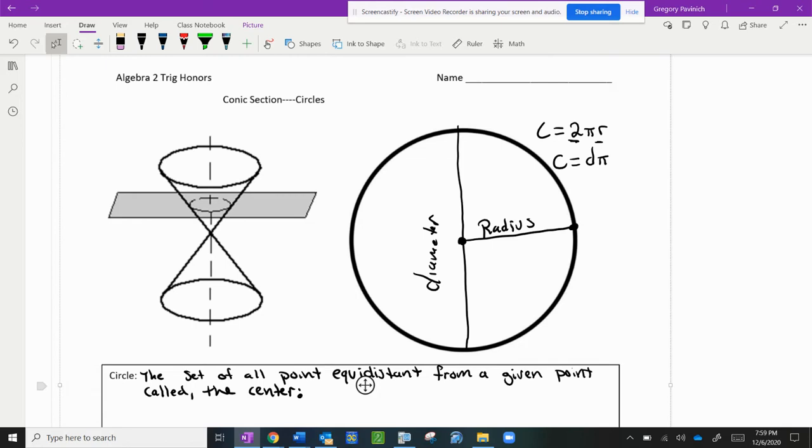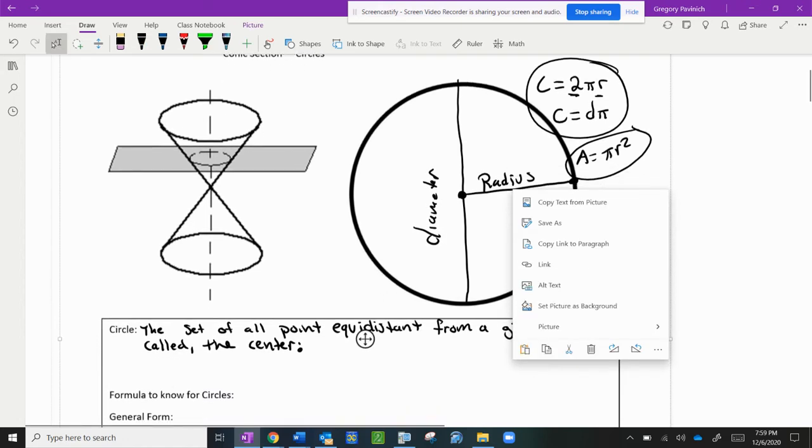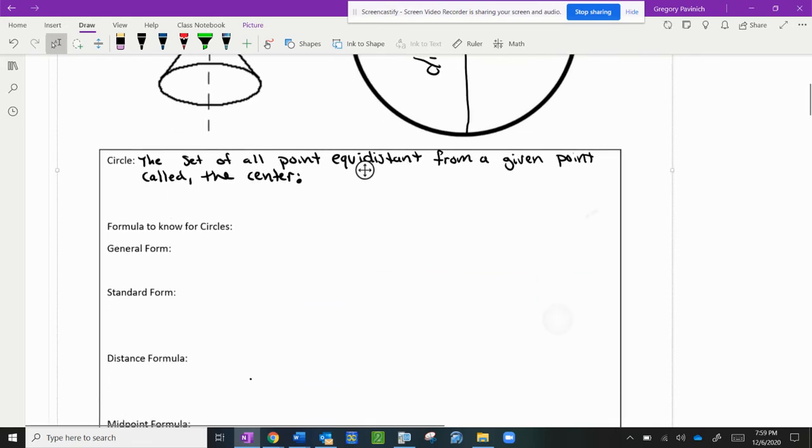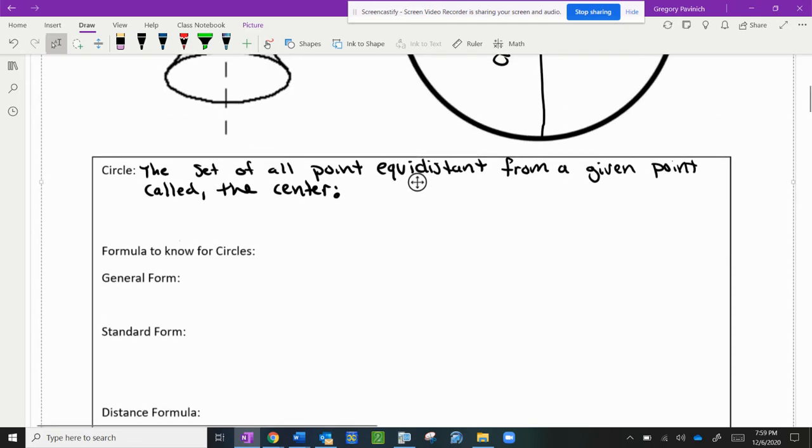We know a circle has a diameter and a radius, and we put in circumference up here and area. We're not going to really need to know those for the conics, but good review for like ACT. And we're going to talk about the formal definition, which is the set of all points equidistant from a given point called the center. And equidistant just means equal distant.